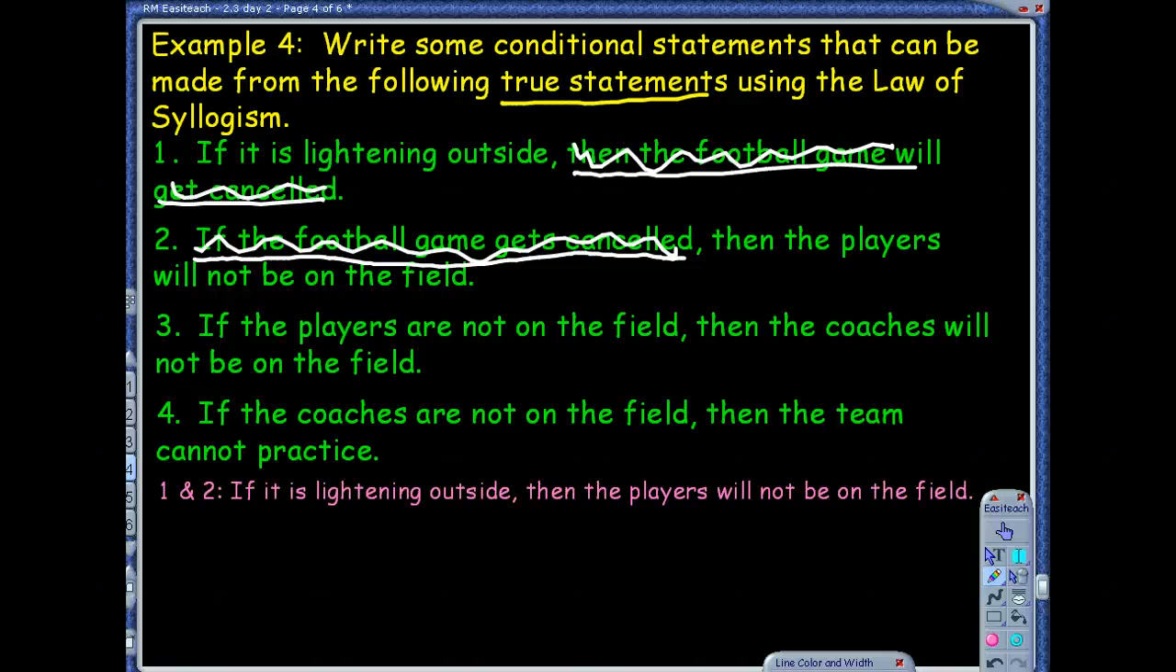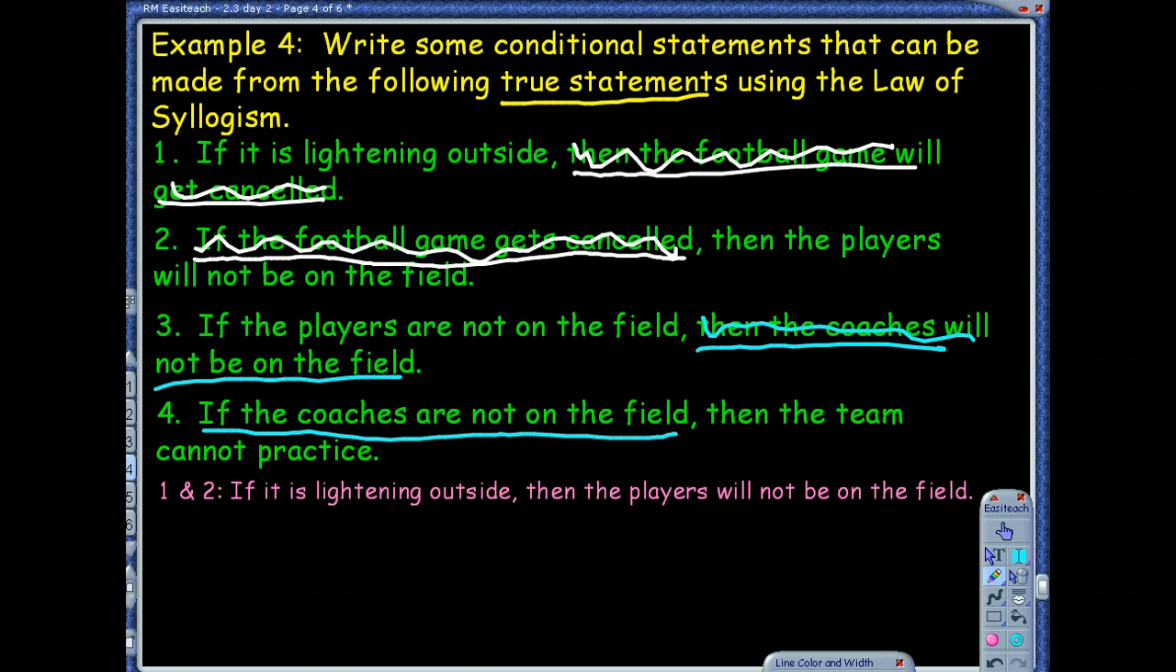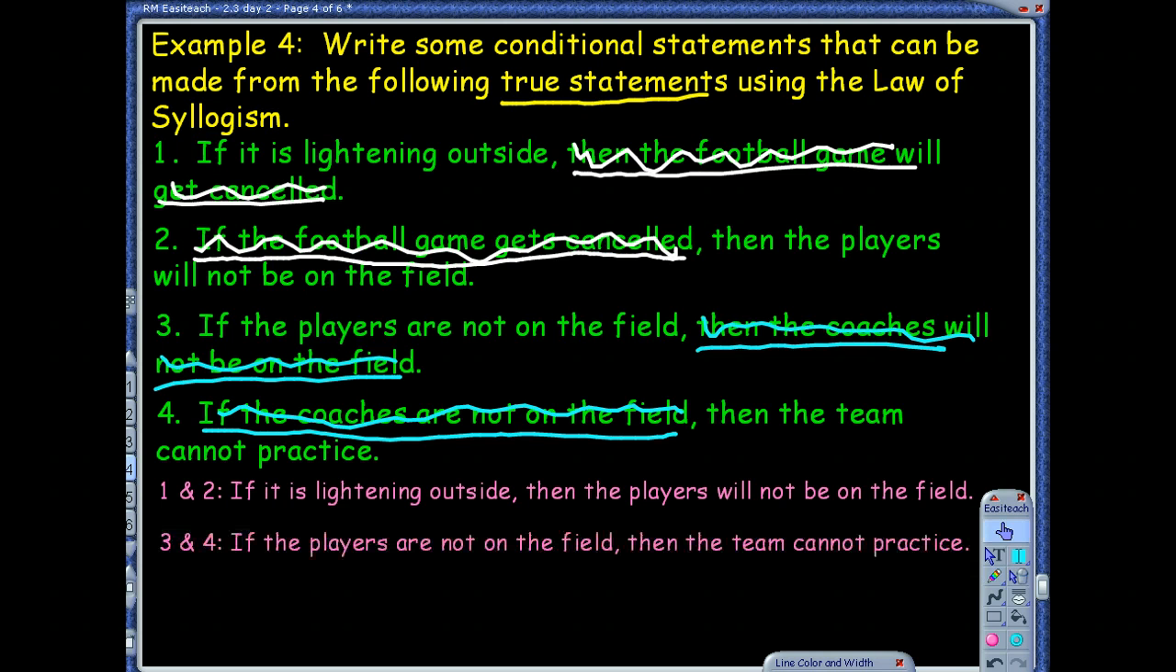Perfect. Okay, do you see another one we can make? I think 3 and 4 can do the same thing, and exactly in that order. So if the players are not on the field, then the coaches will not be on the field. Well, if the coaches aren't on the field, then the team cannot practice. So I'm going to come up with the new statement. If the players are not on the field, then the team cannot practice.